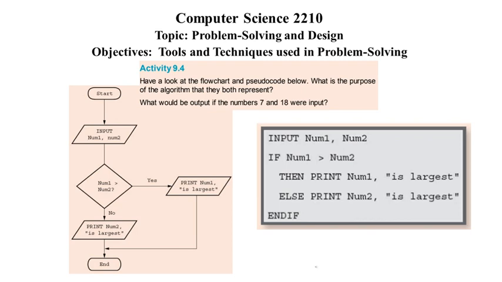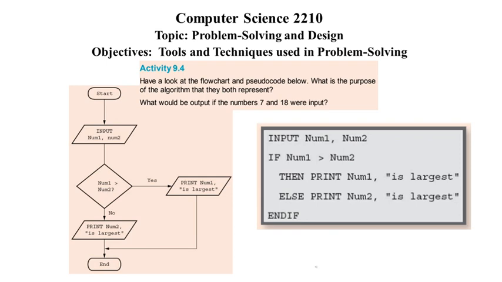So, alright, class, now we have activity 9.4. Let's look at it and try to solve it. Have a look at the flowchart and pseudocode below. What is the purpose of the algorithm that they represent? First of all, before moving on to the next part of the question, let's solve the first one. They are just asking us to figure out what this flowchart does.